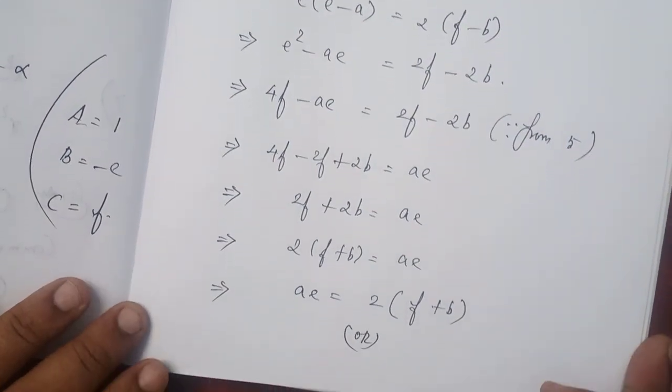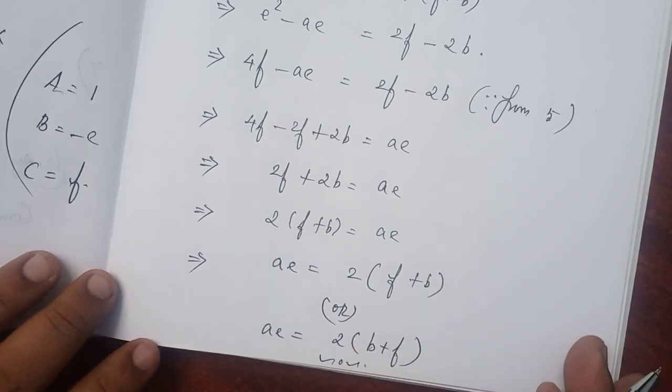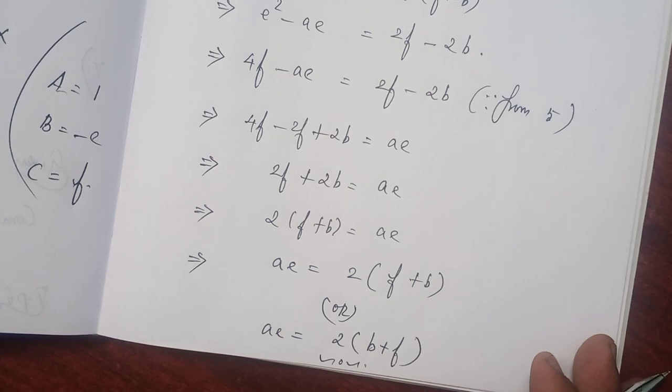So AE is equal to 2 times of b plus f. F plus b and b plus f are the same. So problem number 7 is completed.